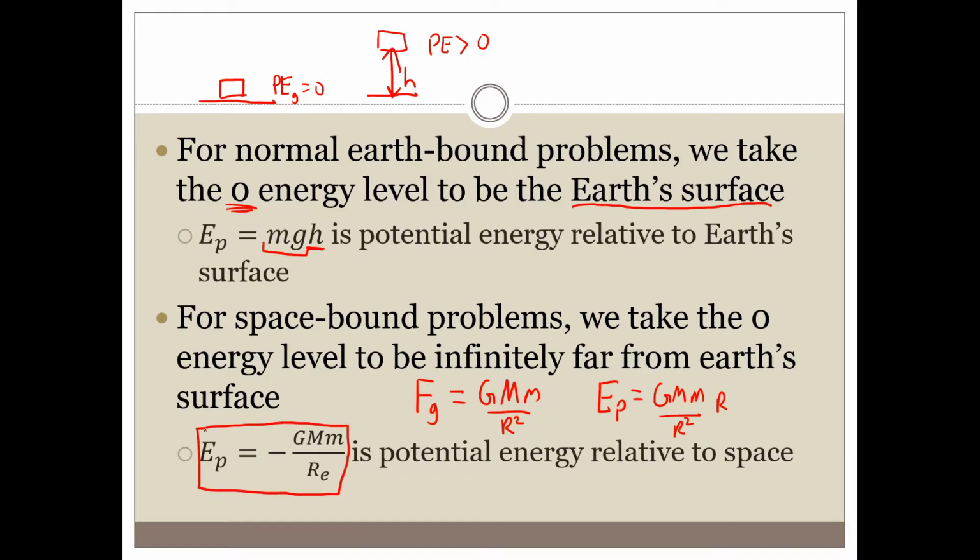Okay. Now, some of you might have noticed this negative sign here. The reason for this negative sign is that when we take our zero energy level to be infinitely far from the Earth's surface, the potential energy is negative because that's kind of like the energy we have to give the object in order to drag it from infinity to somewhere closer to Earth, or somewhere closer to the planet. So that's the reason for the negative sign here.